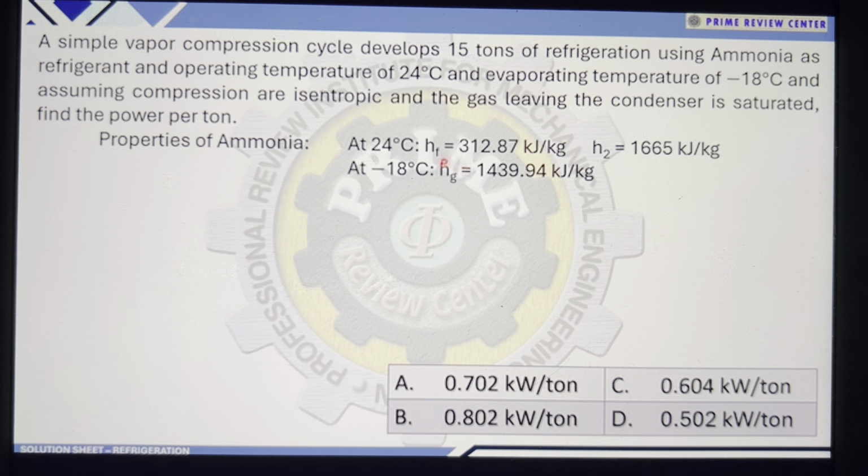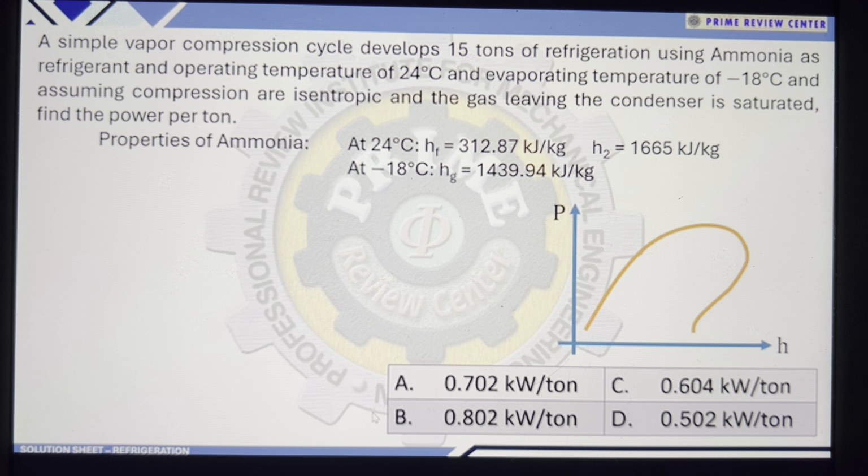So we are given the properties of ammonia, you have the enthalpies, Hf, H2, Hg. Before we solve this, we need to recall our pH diagram since this is a vapor compression cycle. So that you don't have to memorize the formula, always remember that for refrigeration, same with the power cycle, you can derive it from the diagram. In a vapor compression refrigeration system, the pH diagram is usually used.